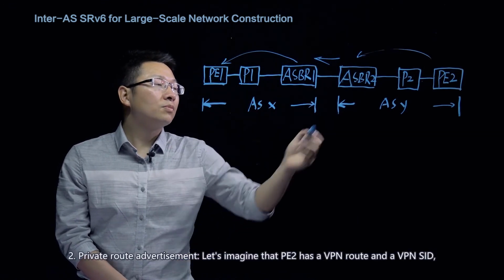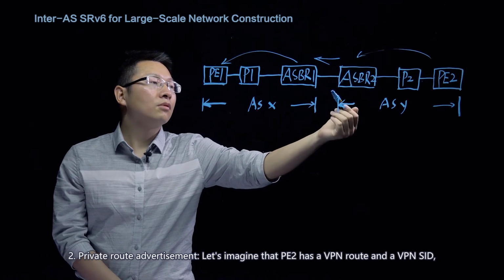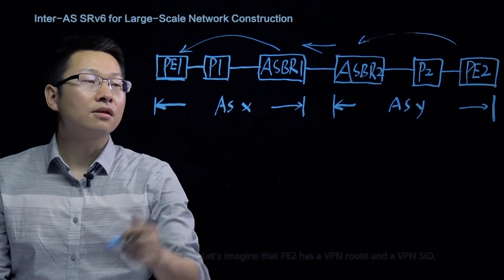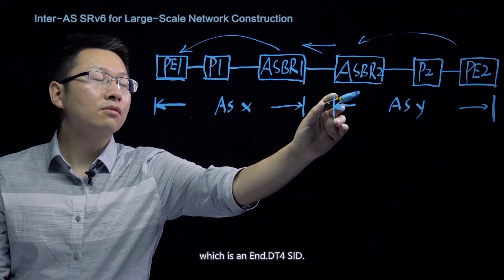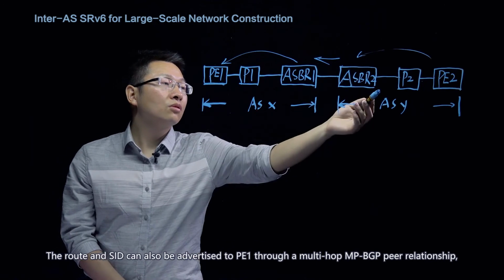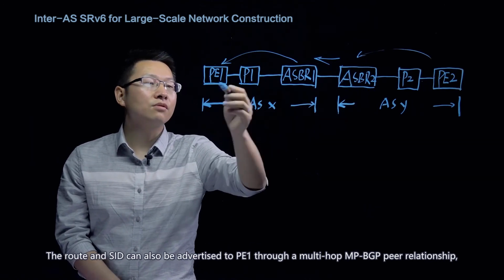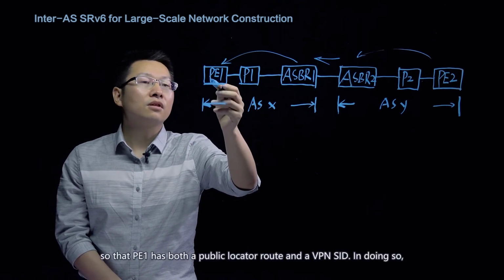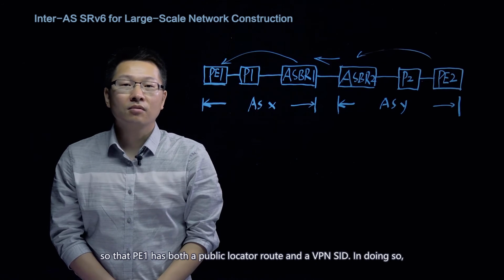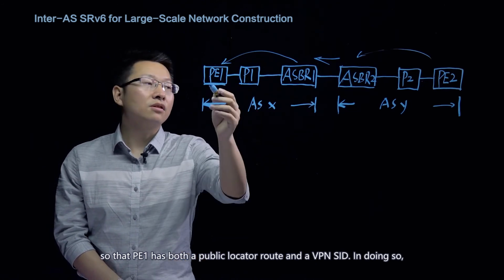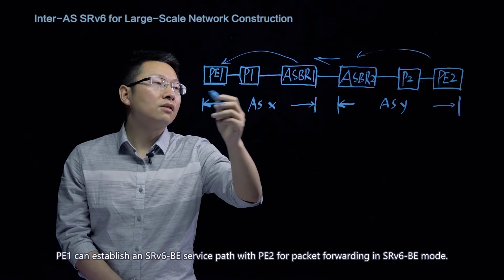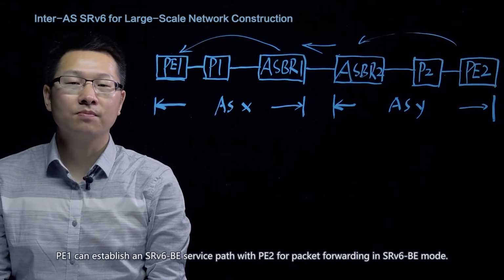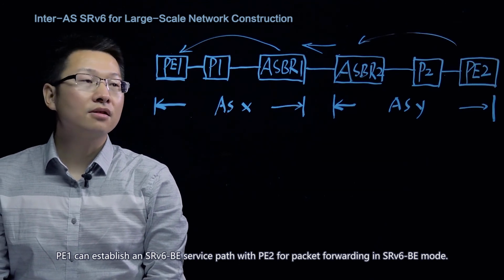2. Private route advertisement. Let's imagine that PE2 has a VPN route and a VPN seed, which is an NDT4 seed. The route and seed can also be advertised to PE1 through a multi-hop MP-BGP peer relationship, so that PE1 has both a public locator route and a VPN seed. In doing so, PE1 can establish an SRv6B tunnel with PE2 for packet forwarding in SRv6BE mode.